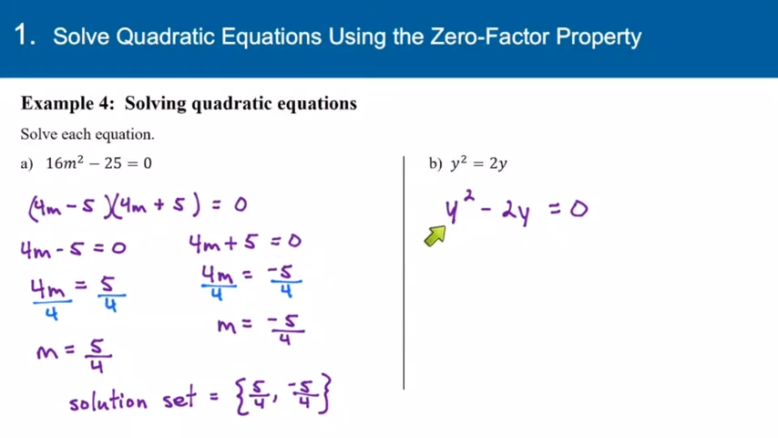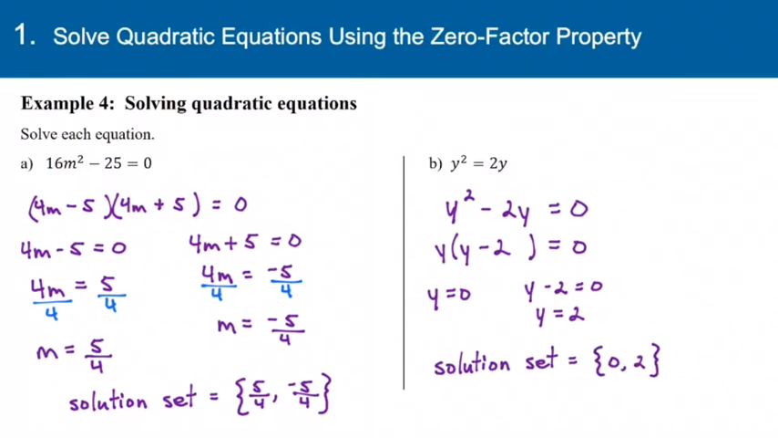Both terms contain a factor of y. So we will undistribute the y. We will factor out the y as a GCF. y times y would make y squared, and y times negative 2 would make that second term. Okay, now if this times this equals 0, one of these factors has to be 0. If y equals 0, then that's fine. And if y minus 2 equals 0, then you add 2 to both sides and y equals 2. So these are our two solutions here. The solution set is 0 and 2.